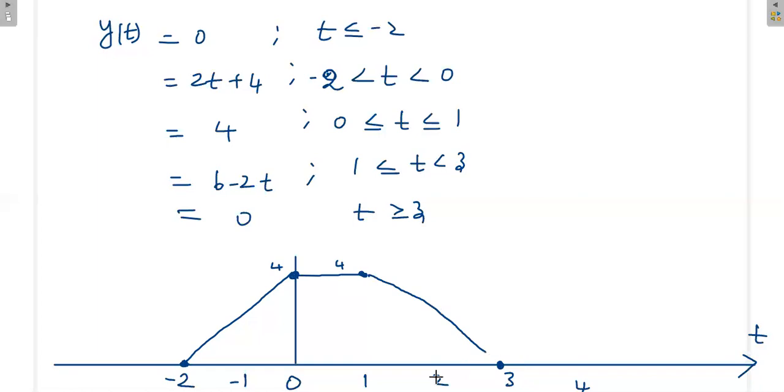Then exactly at t is equal to 2, what will happen? You can substitute here and calculate. At t is equal to 2, if you substitute here, you will be getting 2. Similarly, here also you can substitute t is equal to minus 1, and definitely you will be getting again 2. Okay, so the diagram goes like this. This is our final y of t. Same thing you can also calculate with the help of Laplace transform.